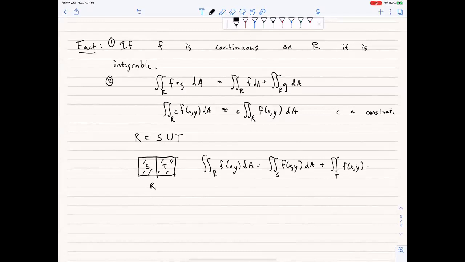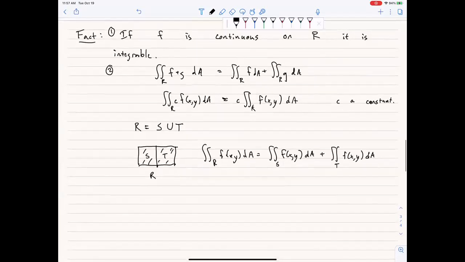So this is maybe a bit new. Of course, you can do this with intervals as well, but when you start breaking up your space in higher dimensions, there's a lot more ways of doing it. Okay, so these are some general facts, and this is the definition of the double integral.